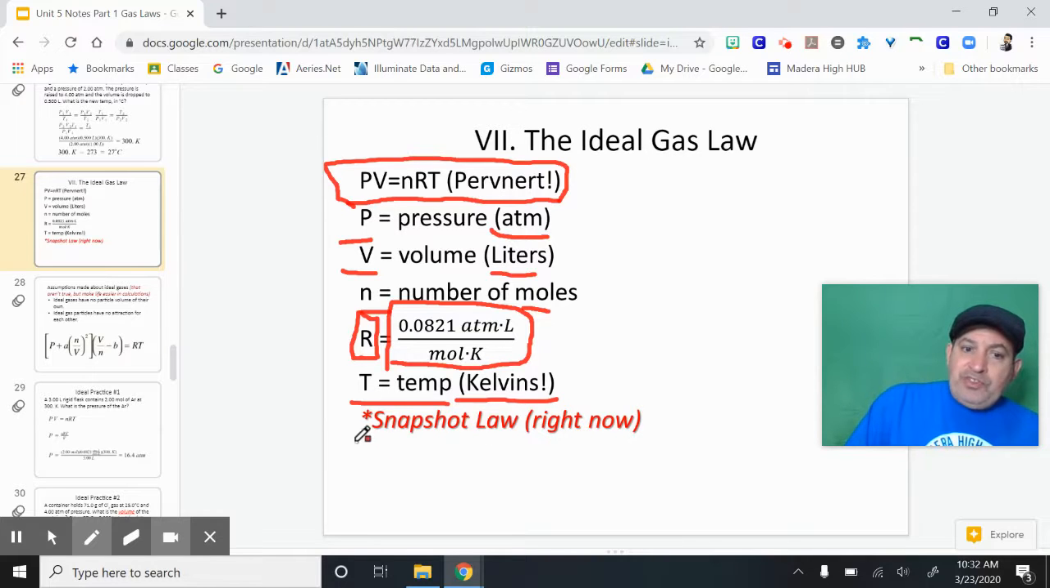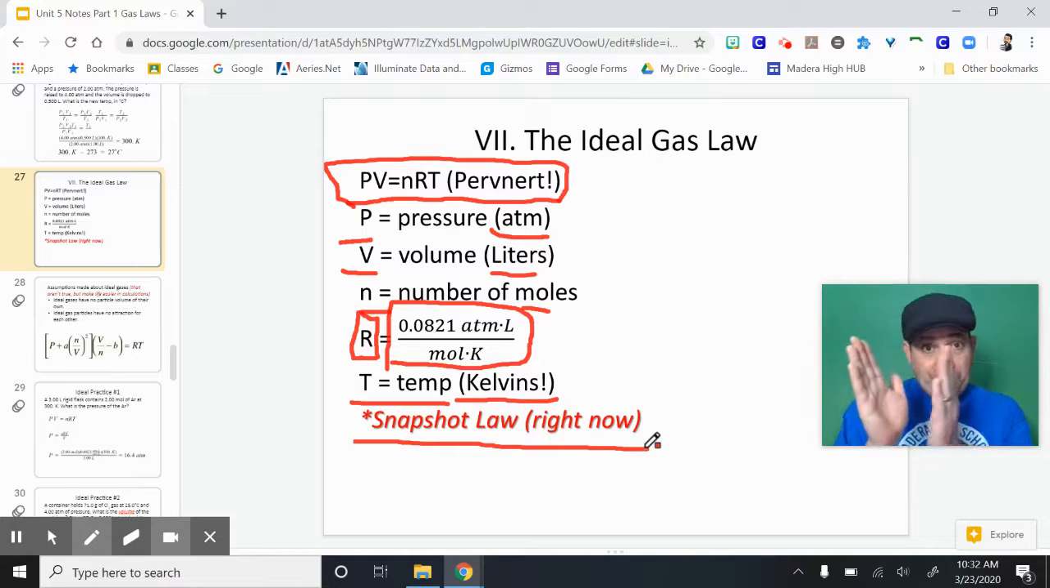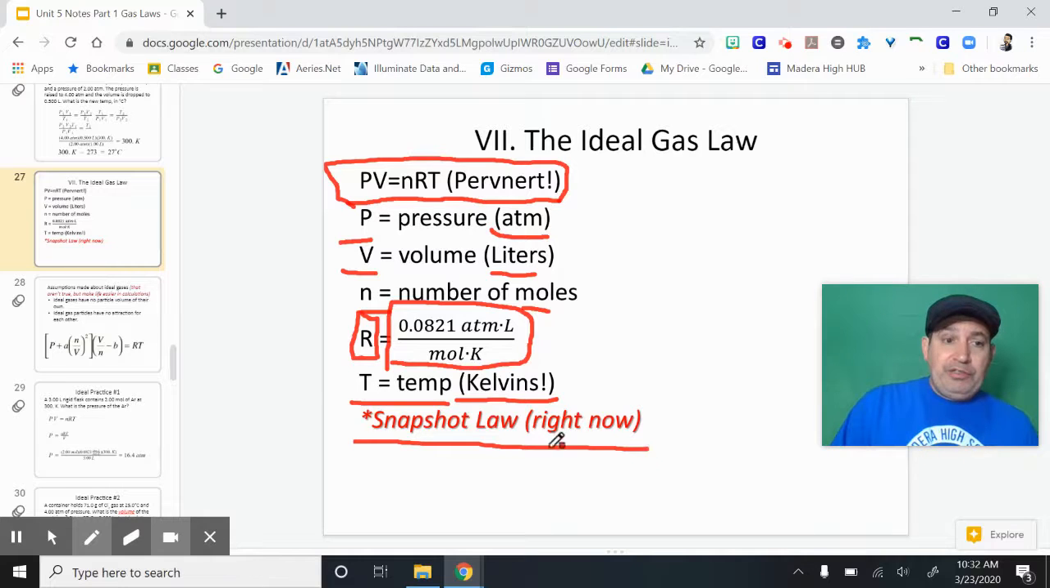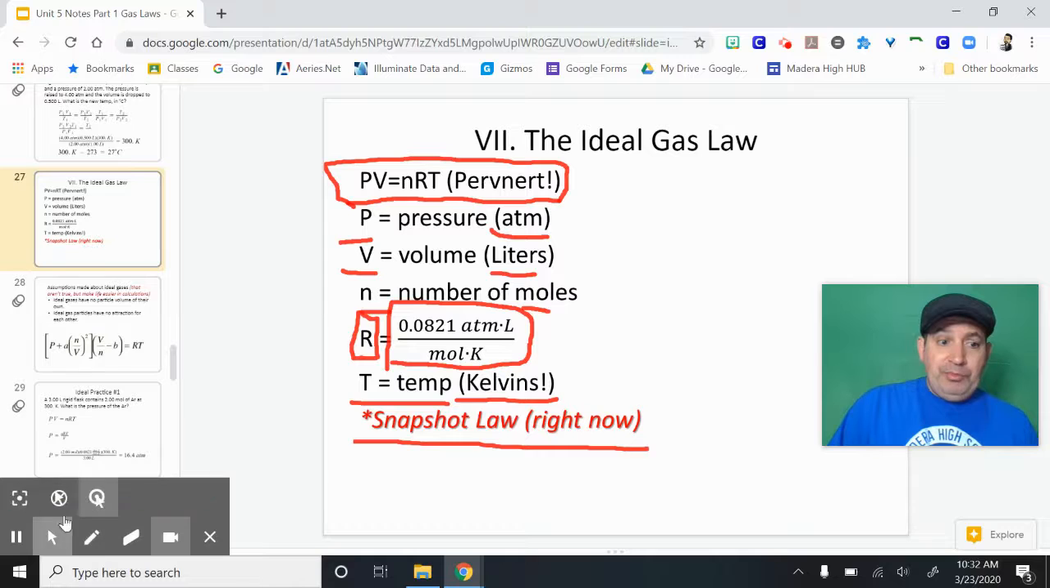I refer to this as a snapshot law, meaning this is a law that is like right now, what are the conditions for the gas? The laws we've been looking at before this were before and after laws. So you had conditions before, that was the P1, the V1, and then you have the conditions after, P2, V2. This one is just, hey, this is what's happening right now. And it's really good for doing stoichiometry problems that require the mole.